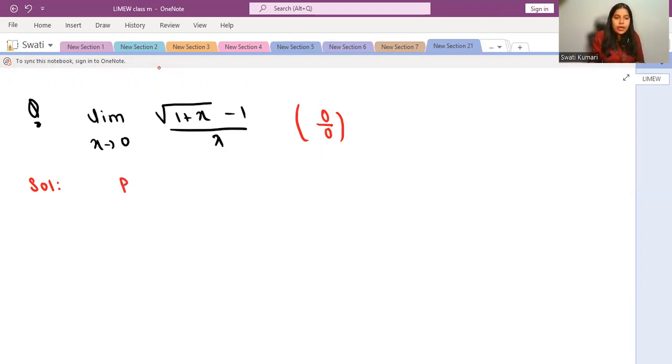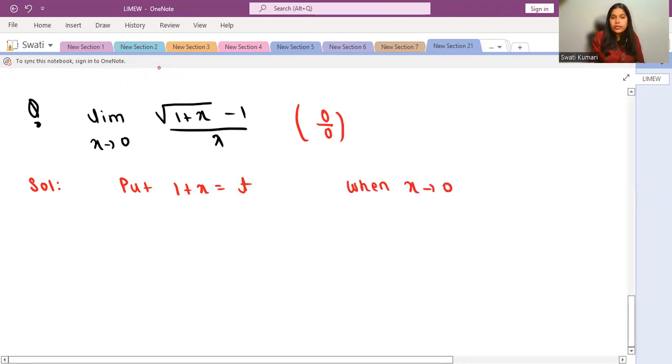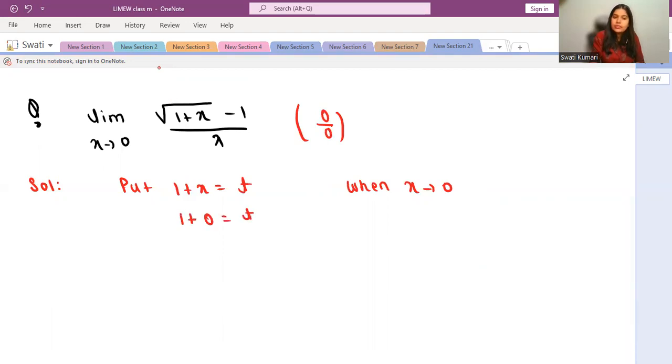So what I'm going to do, I am going to put here 1 plus x equals t. Now when I'm substituting 1 plus x equals t, I have to also change the value of limit. So when x tends to 0, this was when x tends to 0. Now because we have put 1 plus x equals t and x was tending to 0, this will become 1 plus x is 0 and t, so what is the value of t? t is 1. So now t is tending towards 1.